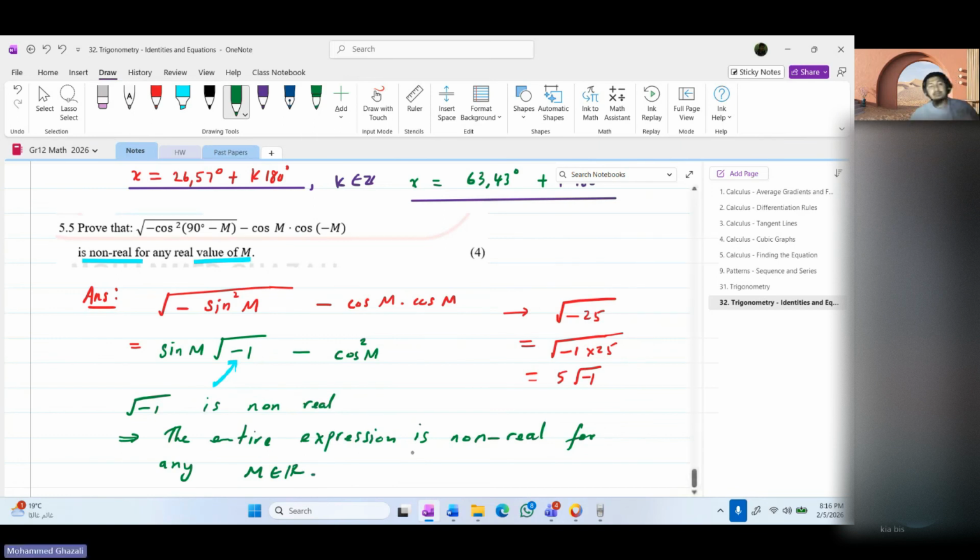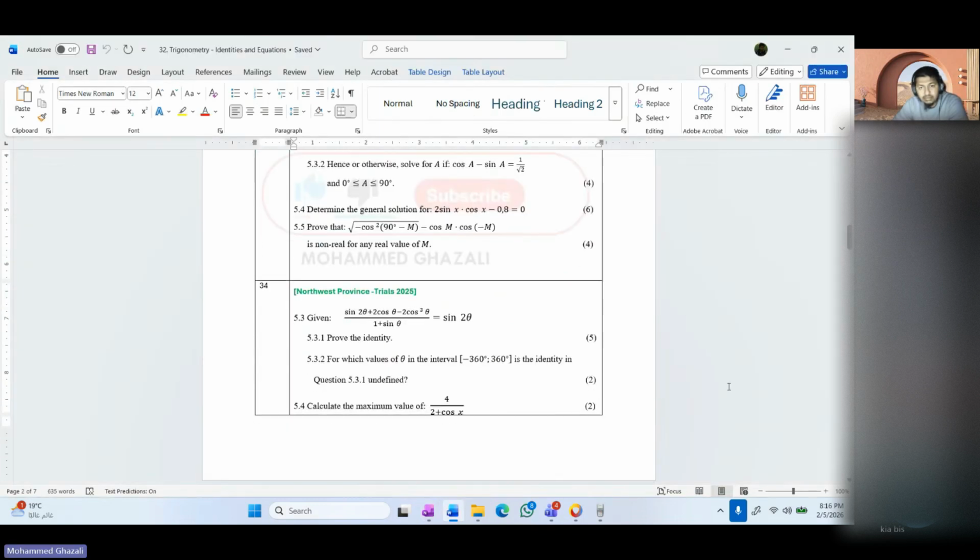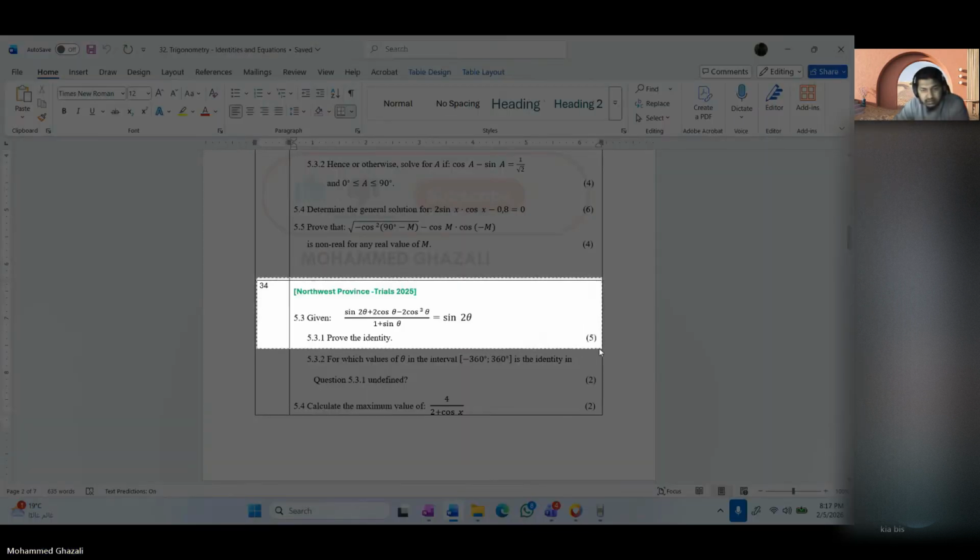Are we good? Make sense? No matter what the value of m is, that entire expression will always be non-real. So it makes this entire expression non-real as well. So you just needed to solve that first part. Nice question. Right, moving on to the next few parts. Let's see. This was a Northern Province question.